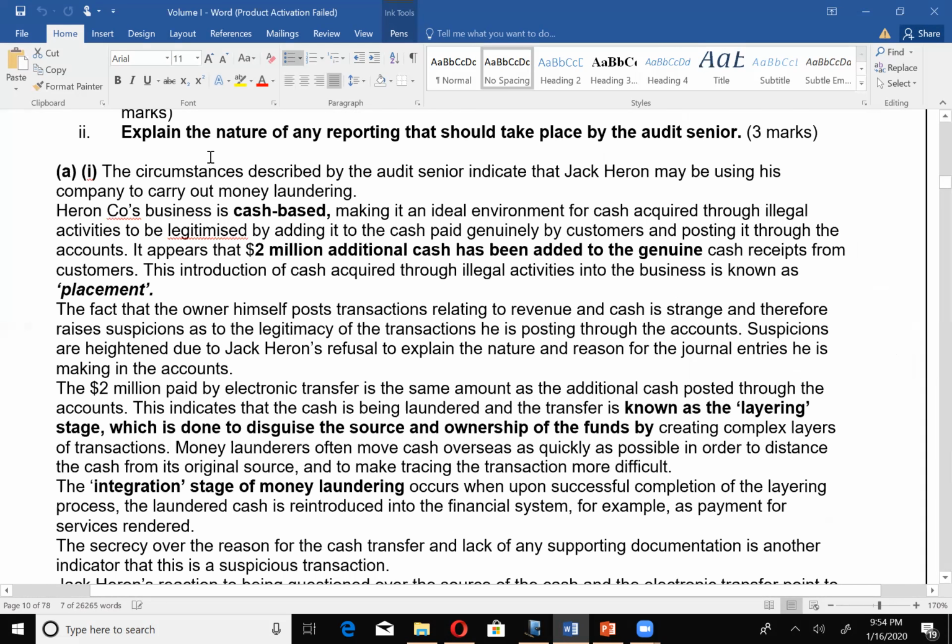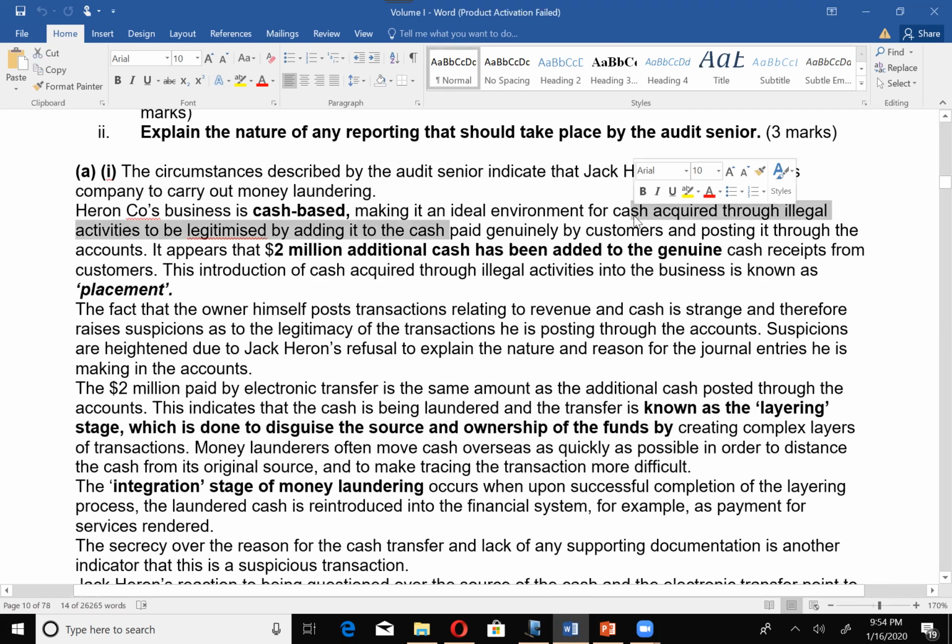The circumstances described by the audit senior indicate that Jack Heron may be using his company to carry out money laundering. A cash-based business makes an ideal environment, with posting through journal. It appears that $2 million has been added, the introduction of cash through illegal activities. The first stage is called, students, placement. The fact that the owner himself posted the transaction to revenue and cash is strange and therefore raises suspicion about the legitimacy of the transactions he is posting through the accounts.